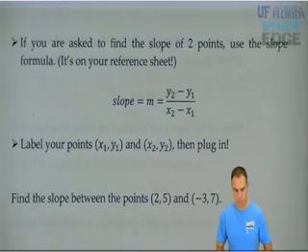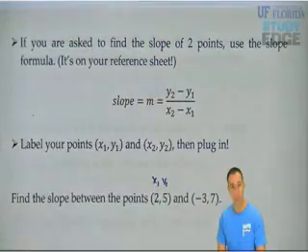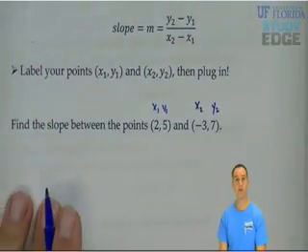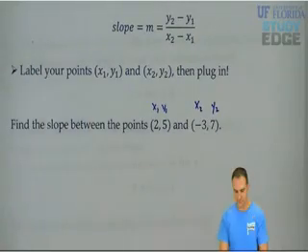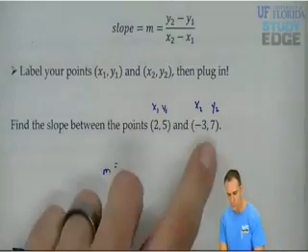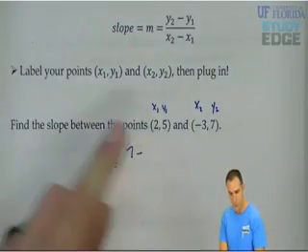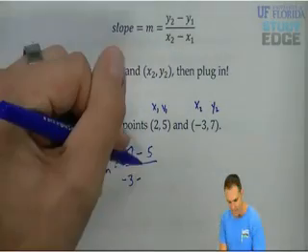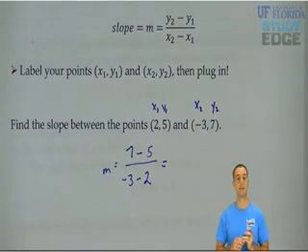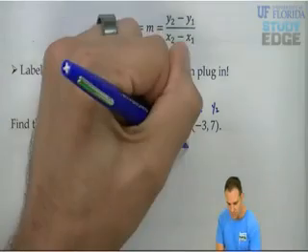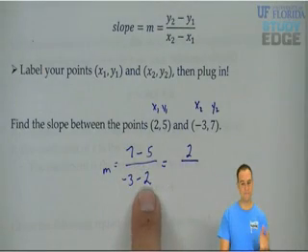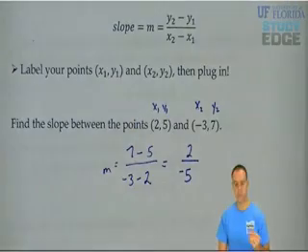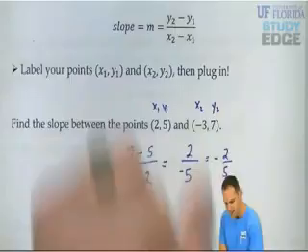Find the slope between these 2 points, meaning I've got x1, y1, and then I have x2, y2. Plug them into the slope formula, which again will be on your reference sheet. Slope m equals y2 minus y1 divided by x2 minus x1. 7 minus 5 will give you 2. Negative 3 minus 2 more will give you negative 5. So you can write this as a slope of negative 2/5.